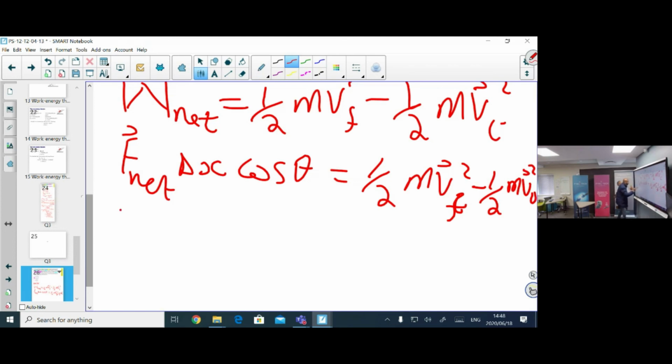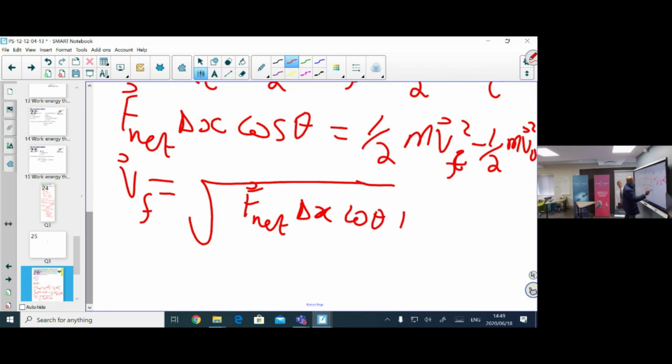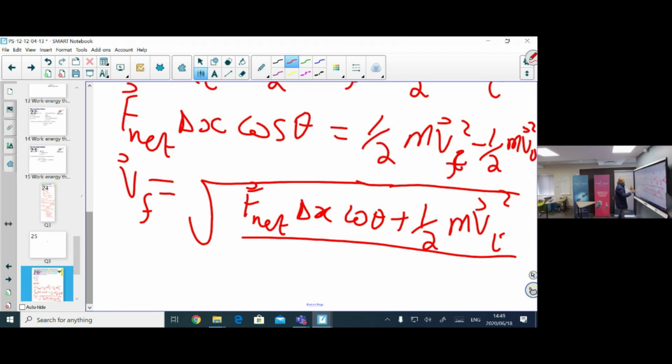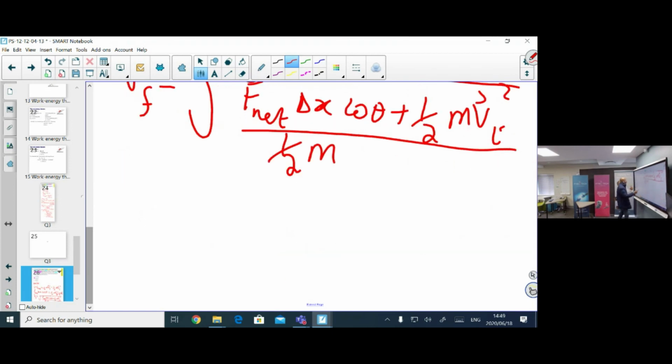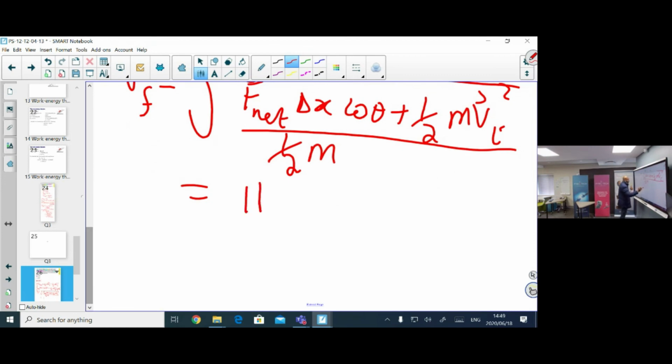Make that v final squared the subject of the formula. When it comes to that side, we are going to have F net change in x cos theta plus half m v initial squared, divided by half m. If you look at that, I try to move it so that v final is the subject of the formula. What I need you to do is go back and substitute F net, change in x, and all the values, and you are just going to get the answer. Then it will be 11.22 meters per second.